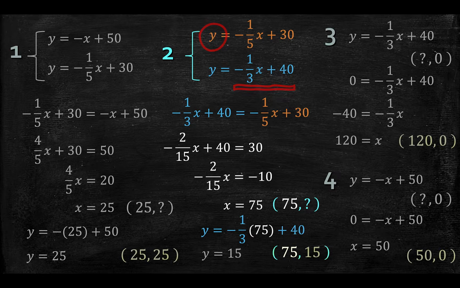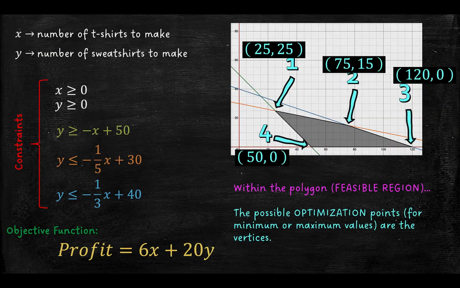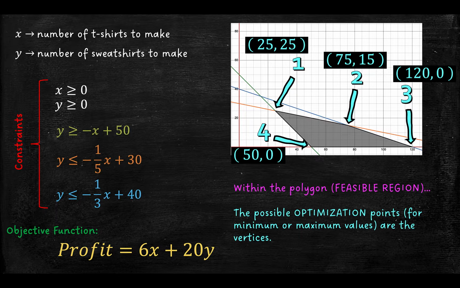So these 4 points now represent my potential answers. If you remember, x represents the number of t-shirts and y the number of sweatshirts. So point number 1, 25 of each. Point number 2, 75 t-shirts, 15 sweatshirts, and so on. Back on our graph, this is what it would look like. Don't forget that these are the vertices, the corners of our feasible region, and they are the potential answers or potential optimization points for either minimizing or maximizing our profit.